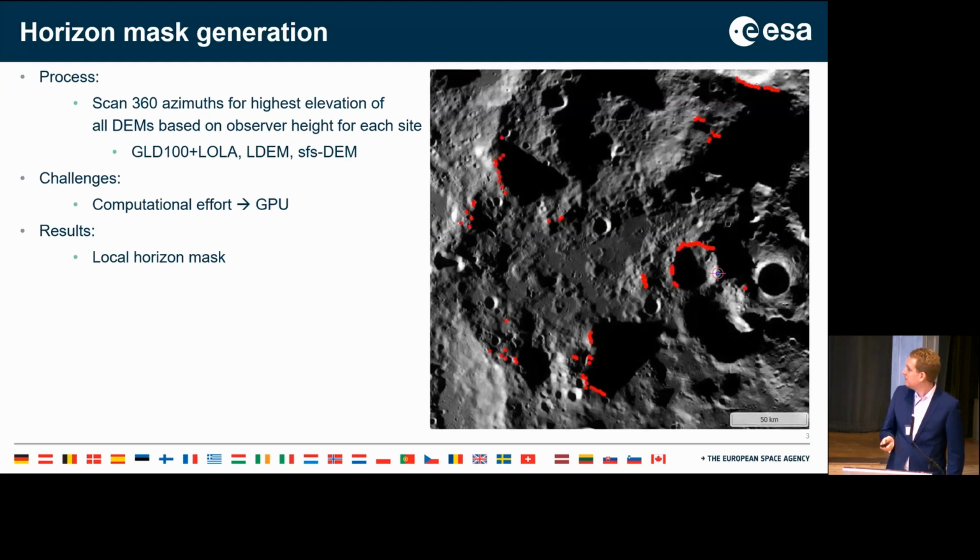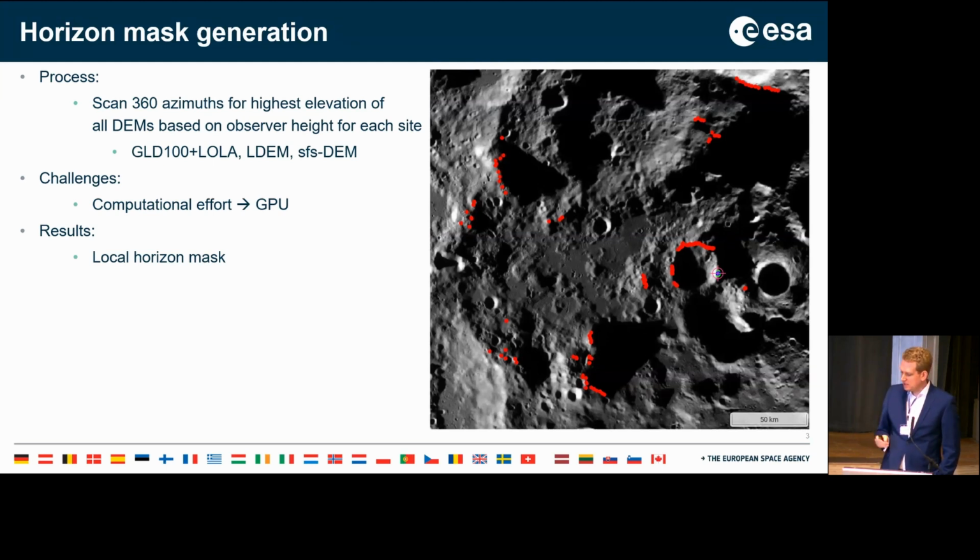And how it looks like basically is that we're scanning the region. I hope you can see the red dots over there. So we're basically scanning in 1 degree azimuth steps all around the site, understanding what is the highest elevation in that direction. And this marks our local horizon there.